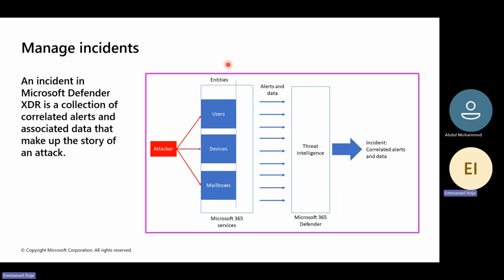So every incident from these three entities creates an alert in the Microsoft 365 Defender, and that's for the threat intelligence. So in terms of using Microsoft 365, it uses the threat intelligence to actually correlate the alerts and put them in the incident portal. Let's jump into the admin center and see.